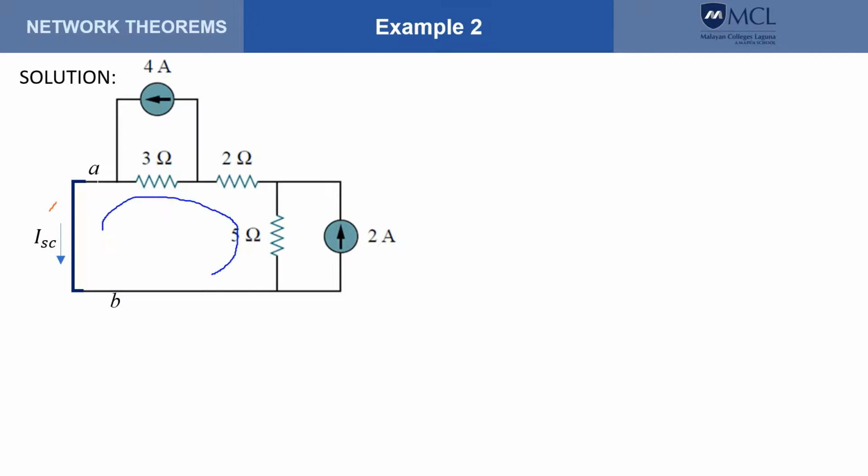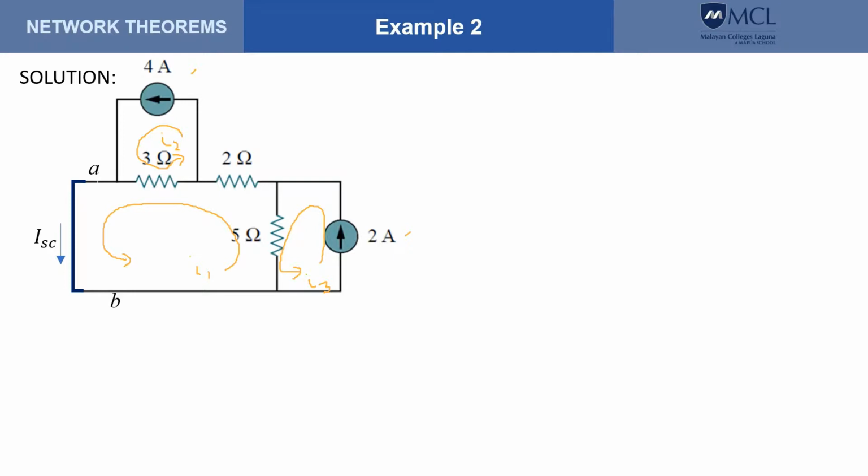So let's say this is my I sub 1. I'm using a counterclockwise direction for my loop currents. So let's say this is I sub 2, and here is I sub 3. I'm using a counterclockwise direction so that it will be the same direction as the given currents.